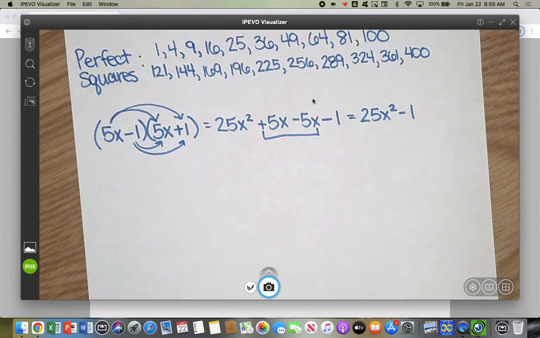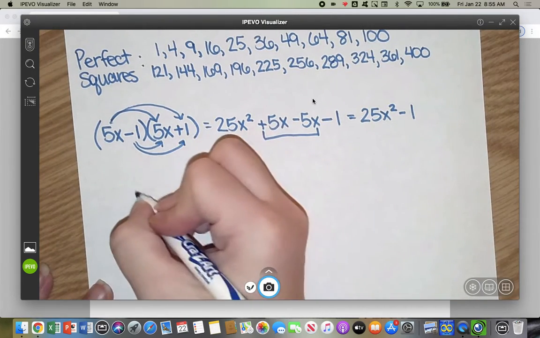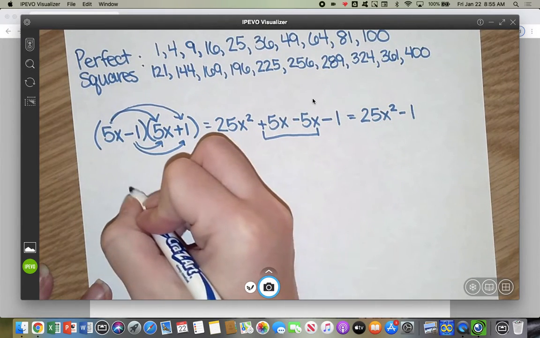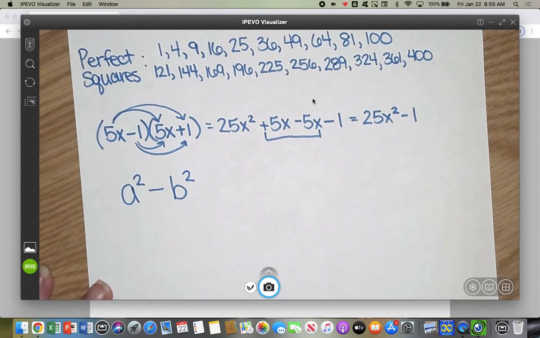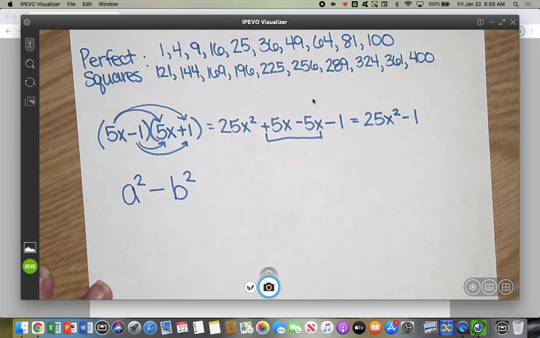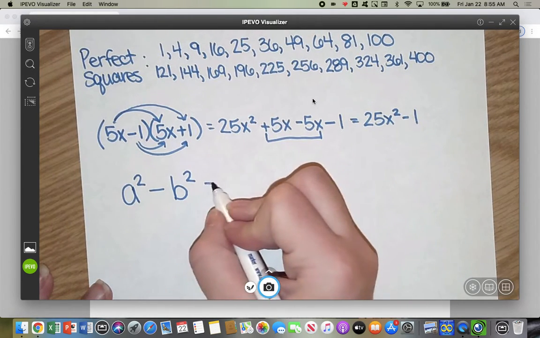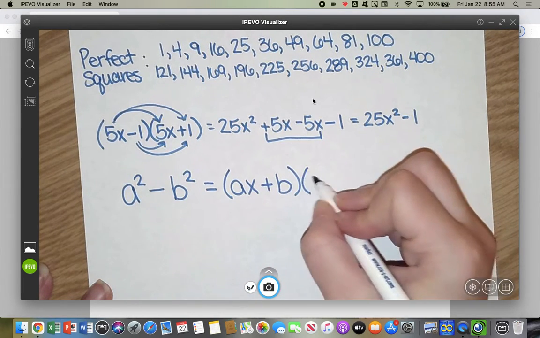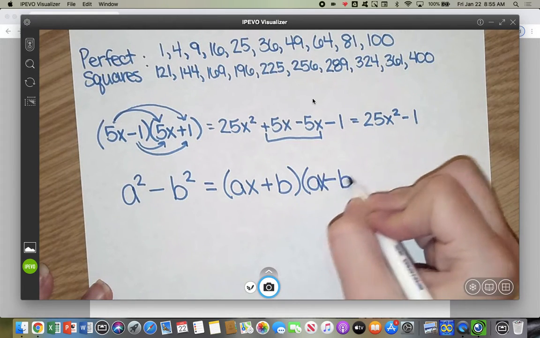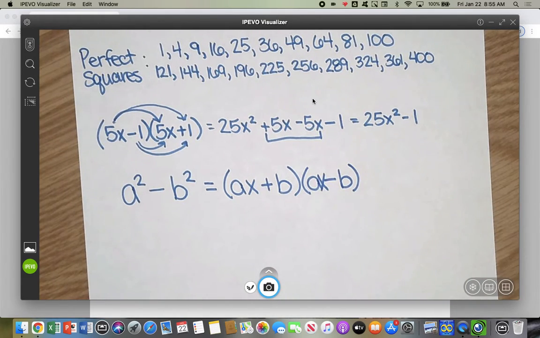You don't actually have to do any of the work. This is just the general formula for difference of squares, and I'm going to use A and B. If you have two things that are perfect squares and it's subtraction, we can simply say that the factors are one a plus and one a minus, because whenever you do these with the distributive property, those middle terms end up becoming 0 because they're opposites. So Ax plus B, Ax minus B.